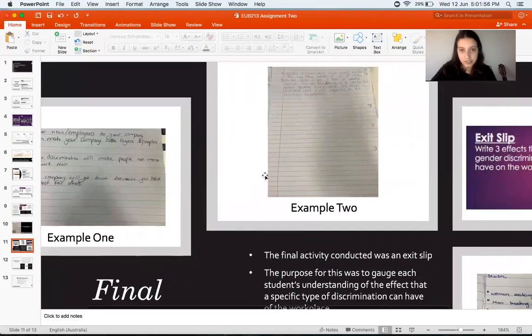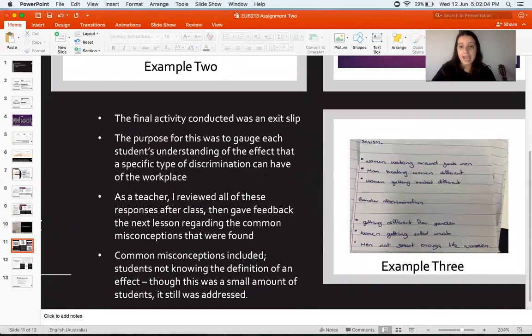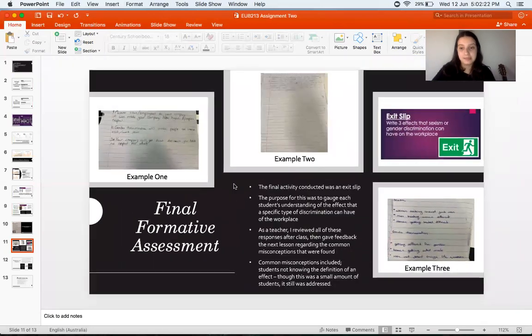Another one that a student said was gender discrimination could make workers feel like they wouldn't fit in at work, which was a really good example, and it was a good effect. And another one said that men treating women differently within a workplace could be an effect of sexism. Gender discrimination, women getting called weak, so those types of things could have an effect on the workplace, which was really good and basically demonstrated to me as a teacher that students understood the concept of discrimination, and then were able to determine different effects.